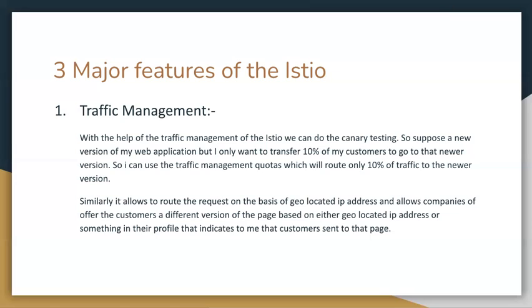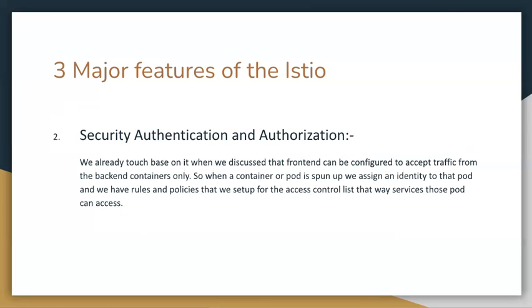This means more business opportunities for the business if they can achieve this, and Istio can help you with that. Now, next is security, authentication, and authorization. We already touched base on this when we discussed the front end and the back end accepting the traffic only from the backend servers, right? With the help of the network policies that Istio can configure for you.